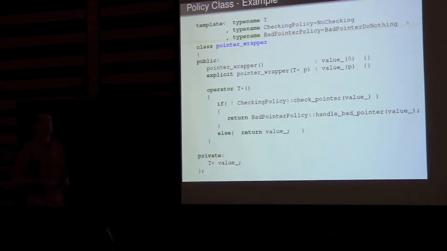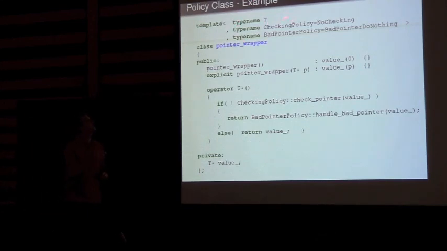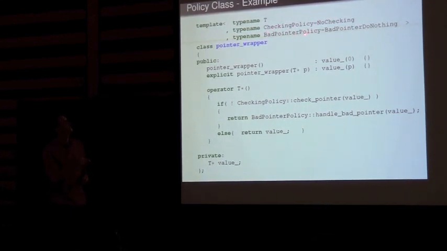We have a pointer wrapper. And pointer wrapper is going to have a couple different template types. It's going to have this thing called T. It's going to have this thing called checking policy that has a default of no checking. Bad pointer policy that has a default of bad pointer do nothing. I can construct these pointer wrappers. If I default construct one, then I'm going to store a null internally. Otherwise, I'm going to go ahead and store the pointer how I'm constructing it. And what I'm wanting to do with my wrapper is provide different behaviors that I'm going to set up at compile time of what I want it to do if it encounters a null.